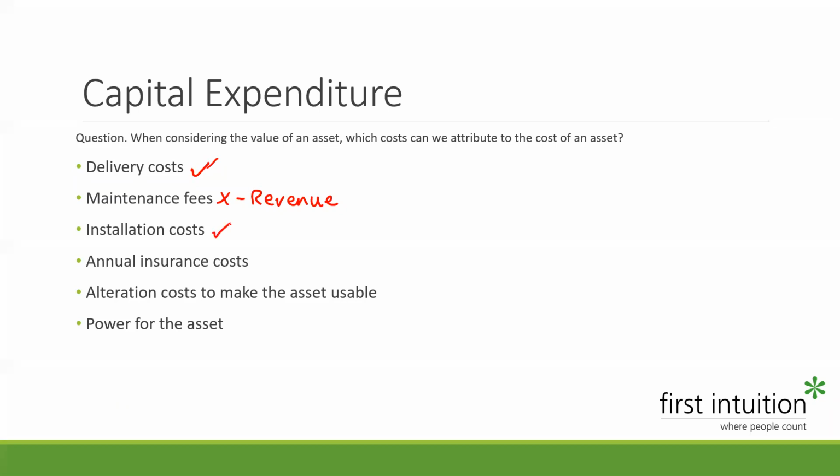Fantastic. Annual insurance costs. Now, this is sometimes one that catches a lot of people out because they believe it's a bit more directly relatable to the asset, which in argument it is. However, in this instance, we are still going to class it as a revenue expenditure because it's a year-on-year cost.